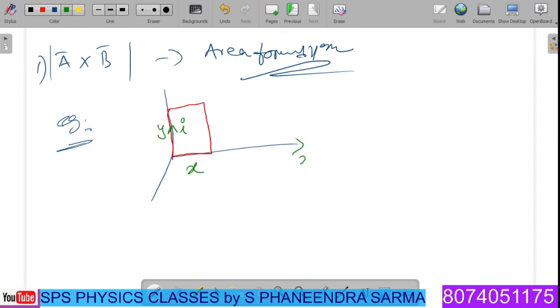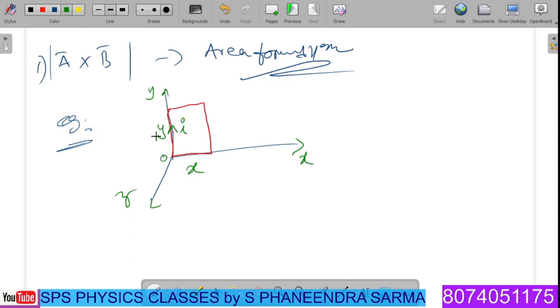So this is the x axis, this is the y axis, and this is the z axis. The system is in the xy plane. What is the area of the loop? Let us try to find out. To find the area of the loop, first of all, we have to take care of the area as a cross product of the system. We will try to label the directions.